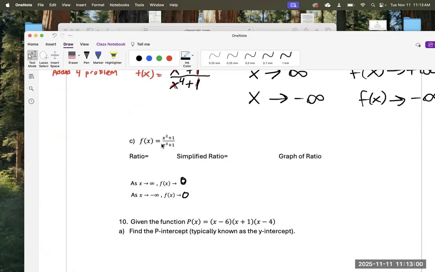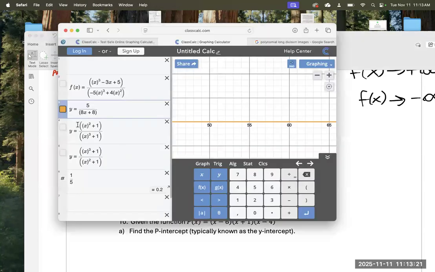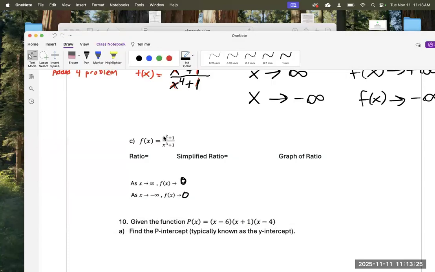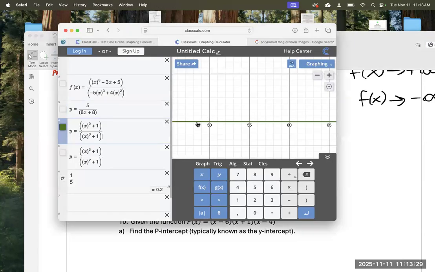So I graphed this function. What I'm showing you here again is that when you just graph the function and look at the tail ends, you can see where the graph is going. That'll tell you the end behavior of the function. So let's see what the final graph looks like. I believe it's x squared plus 1 over x cubed plus 1.